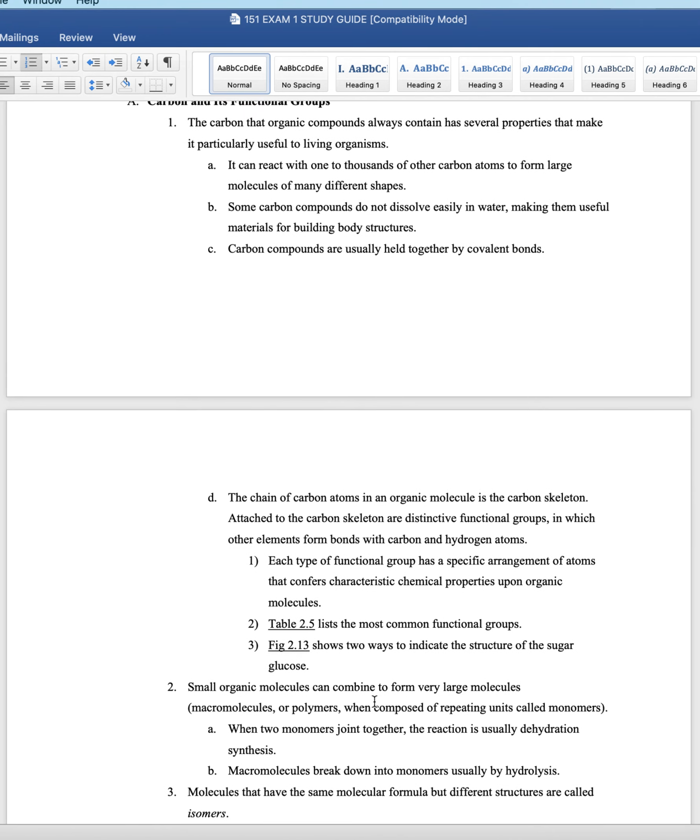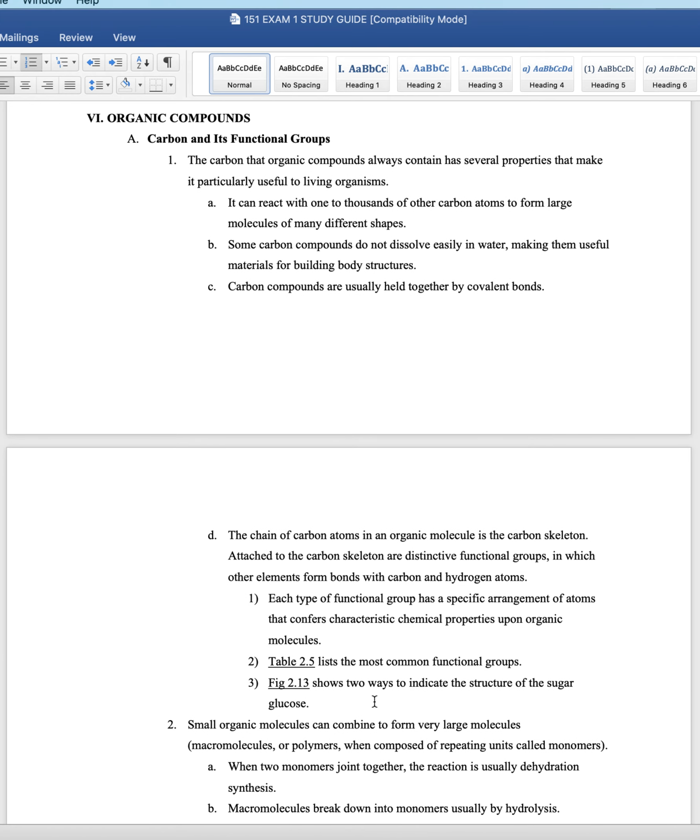All right, so let's talk about carbon and some organic compounds. Carbon is going to be really special because it can react with a lot of other carbons. It can make large molecules that have many different shapes. Typically we're going to see rings, we'll see chains, lots of different carbon units that are held together by covalent bonds from one carbon to another.